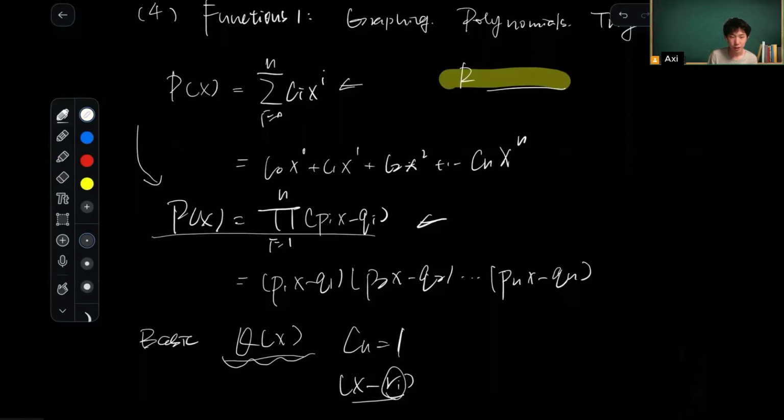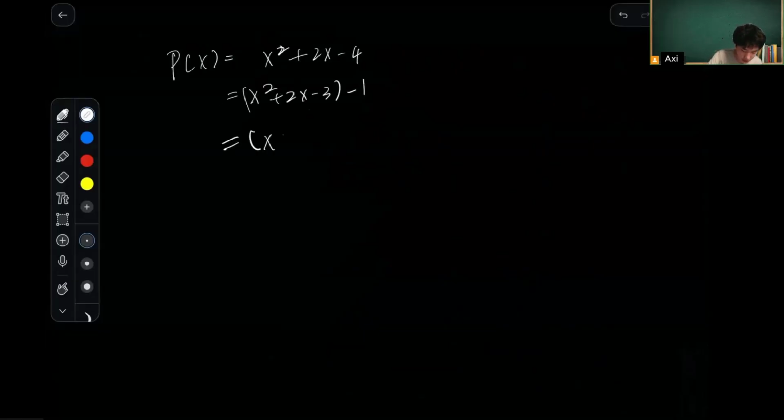In fact, since we have written the polynomial in this product form, is it possible for a polynomial to be written in product form and sum form? Like something that perhaps looks like this. As a demonstration, I'm going to use a quadratic polynomial. For instance, x squared plus 2x minus 4. We can write this as x squared plus 2x minus 3 minus 1, which is x minus 3 times x plus 1 minus 1. This is a product form with a little bit of a sum at the end. So this is what I'm referring to as the product sum form.